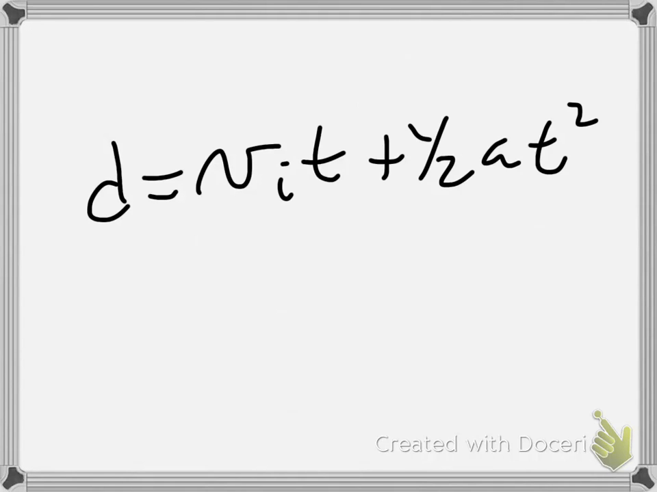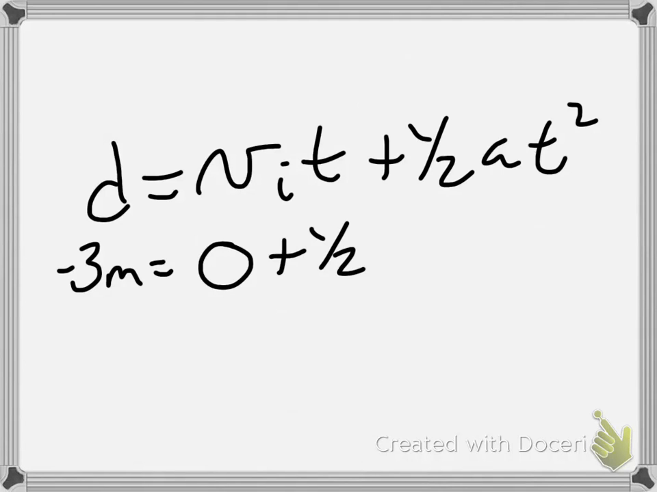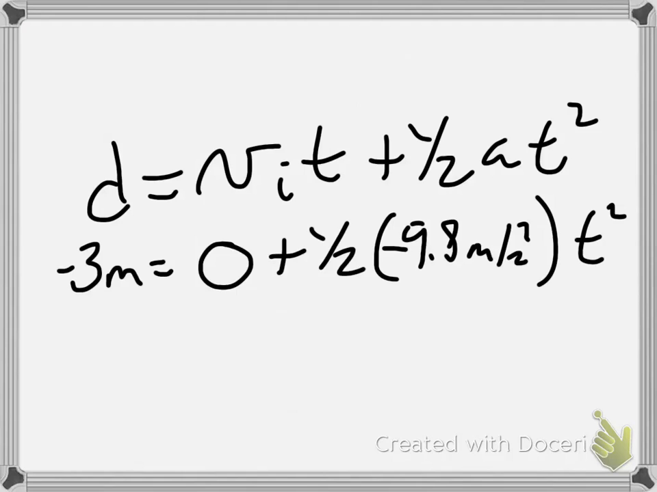Where we know our distance at negative 3 meters. Vi is 0, so that makes that whole section 0. Okay. 1/2 times negative 9.8 meters per second squared times our t squared. Okay. So if we do the math on that one, it comes out to be a time of 0.78 seconds. All right. So that's a basic free-falling object.